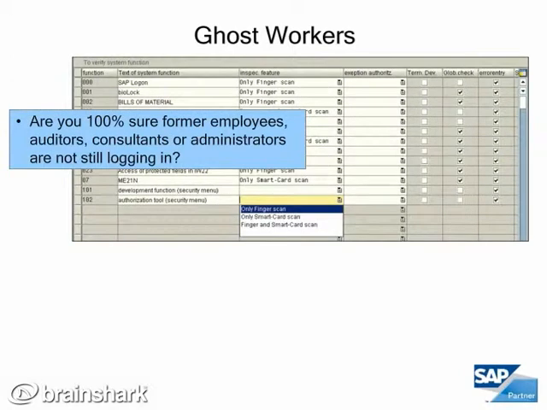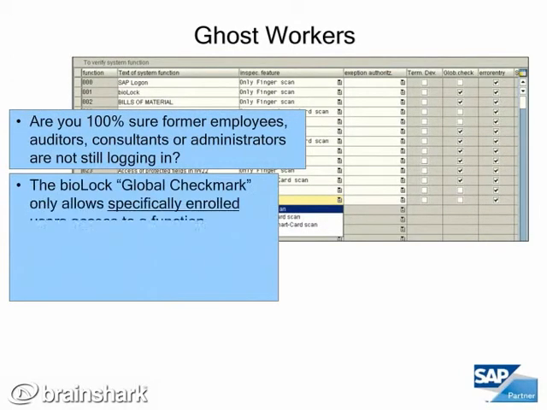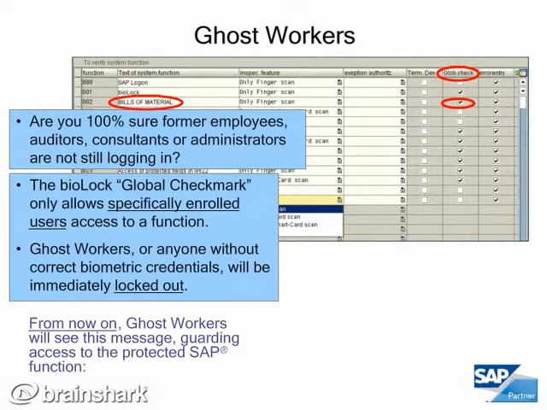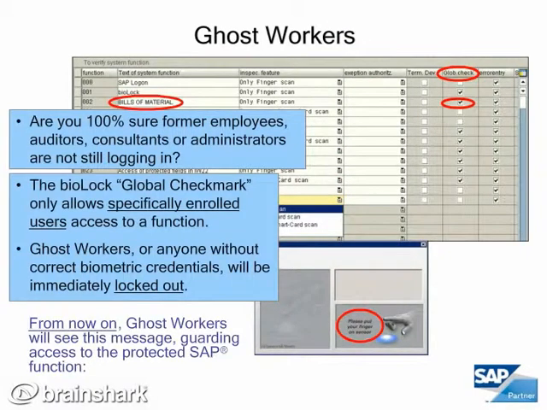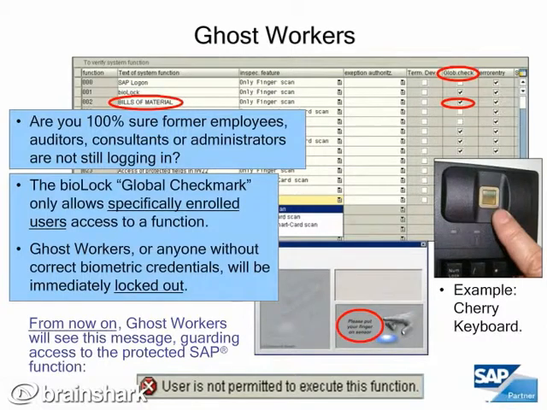It's very common that former employees or administrators still have access to an SAP system after they leave. The password system alone makes this very difficult to control. To eliminate access by anyone who is not currently employed by you, a global switch lets an SAP function be 100% locked down, after which selected users are whitelisted or added back by enrollment. The ghost workers are instantly eliminated. If they try to log in, they will be asked for a fingerprint scan and won't be able to authenticate.